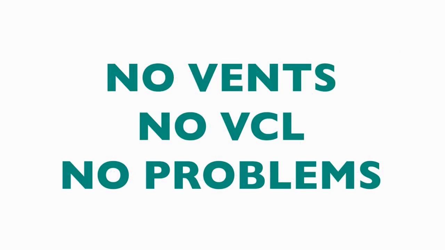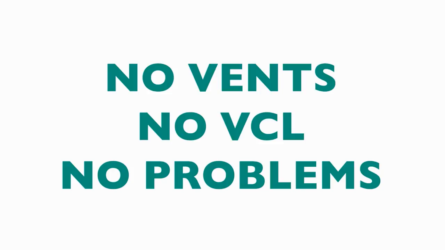Which is really just a long-winded way of saying no vents, no VCLs, no problems. This confirms previous testing which has concluded repeatedly that non-ventilated roofs with air-permeable underlays perform at least as well and more often better than conventionally ventilated roofs, and do not suffer from condensation problems associated with LR underlays used without ventilation.